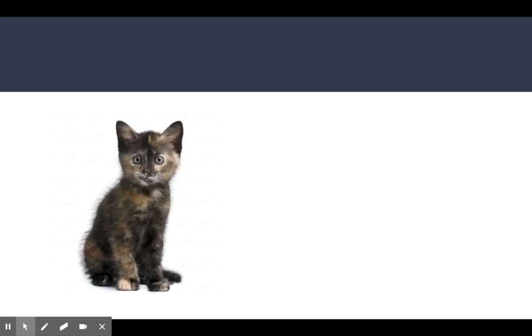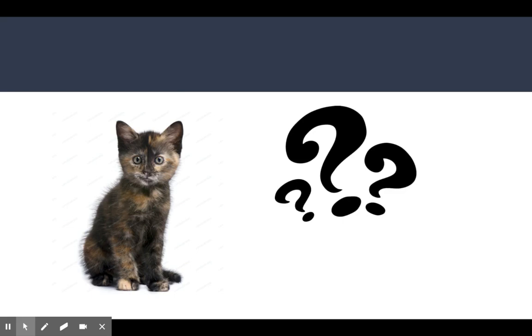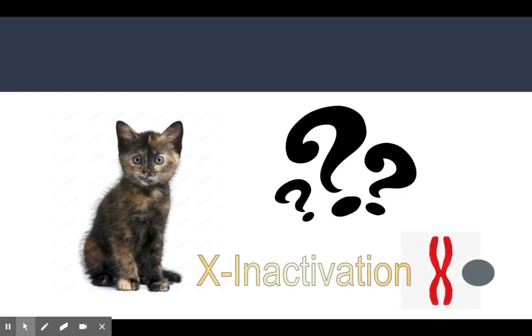After a few weeks, we discovered that both female kittens had an interesting mix of black and yellow patches of fur called tortoiseshell. I wondered why this color pattern happened on these kittens instead of the others. The answer for this is X inactivation.